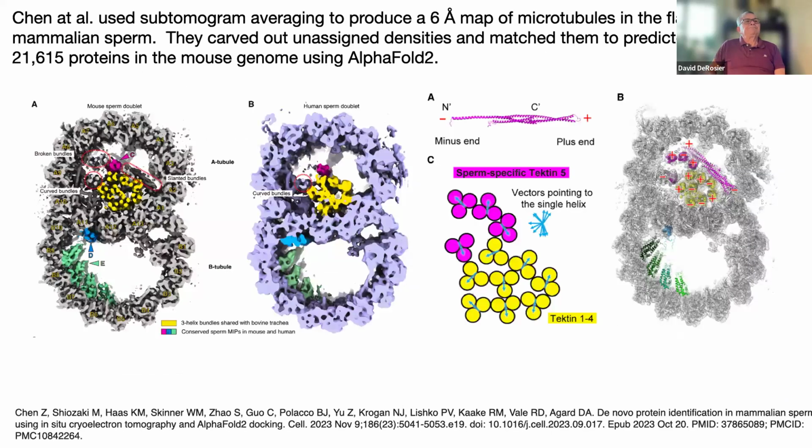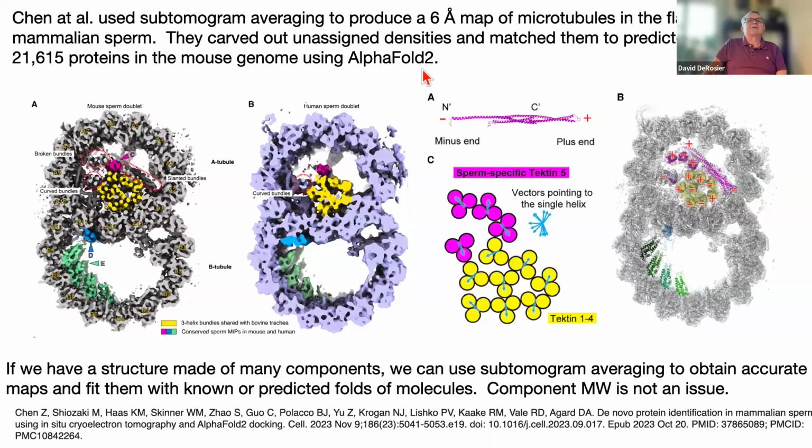Chen et al. in the Agard lab milled lamellae of an intact mammalian sperm. So this is not an isolated eukaryotic flagellum, but a lamella cut through it. And using subtomogram averaging, they were able to produce a 6 angstrom map. I don't know if this is blocking it. All these little user-friendly things get in the way.